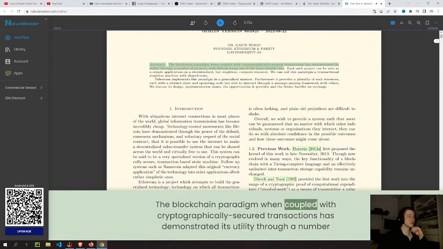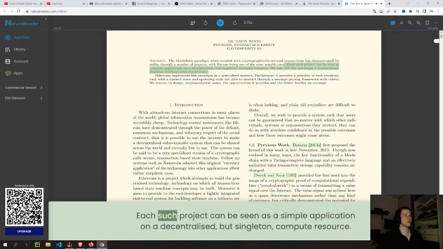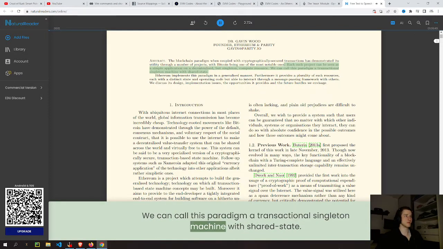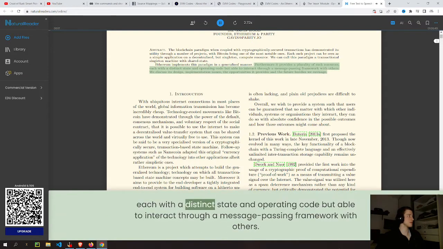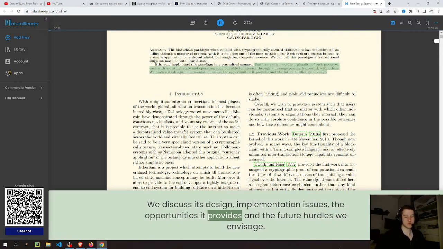Abstract. The blockchain paradigm when coupled with cryptographically secure transactions has demonstrated its utility through a number of projects, with Bitcoin being one of the most notable ones. Each such project can be seen as a simple application on a decentralized, but singleton, compute resource. We can call this paradigm a transactional singleton machine with shared state. Ethereum implements this paradigm in a generalized manner. Furthermore, it provides a plurality of such resources, each with a distinct state and operating code, but able to interact through a message passing framework with others. We discuss its design, implementation issues, the opportunities it provides, and the future hurdles we envisage.